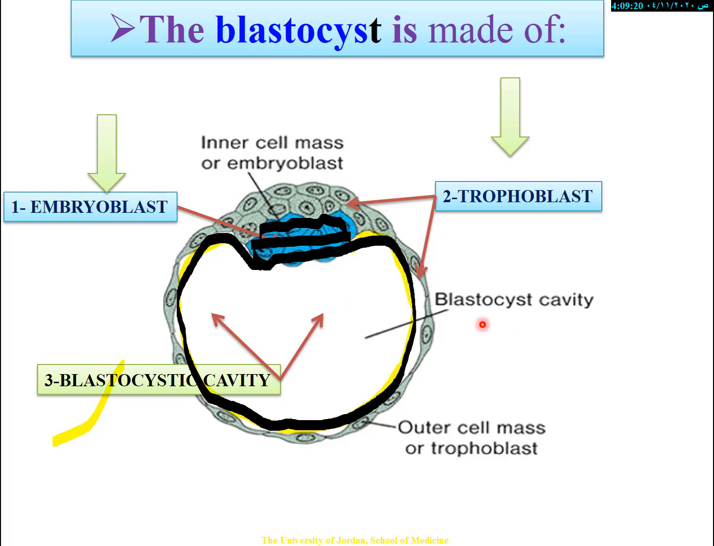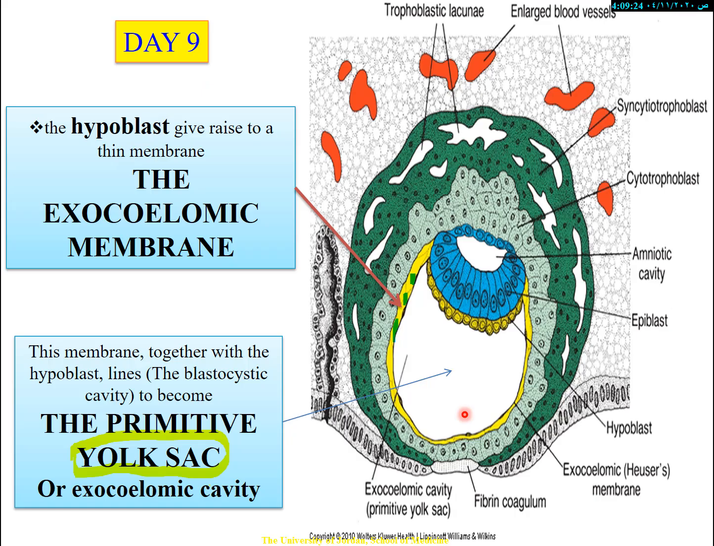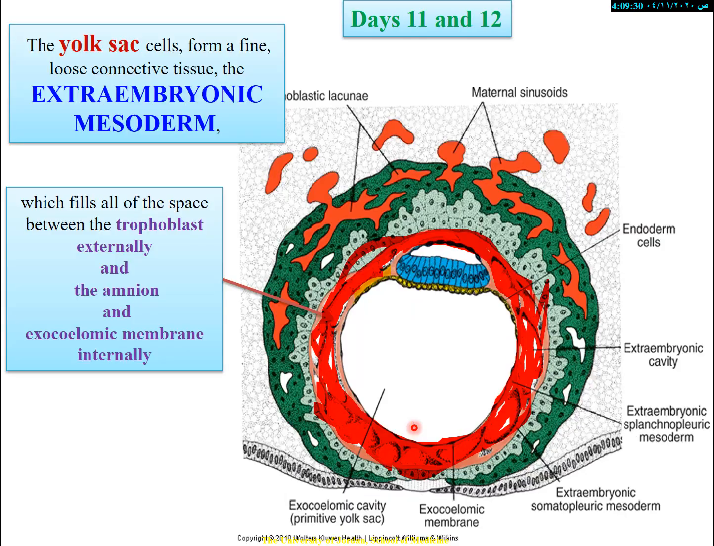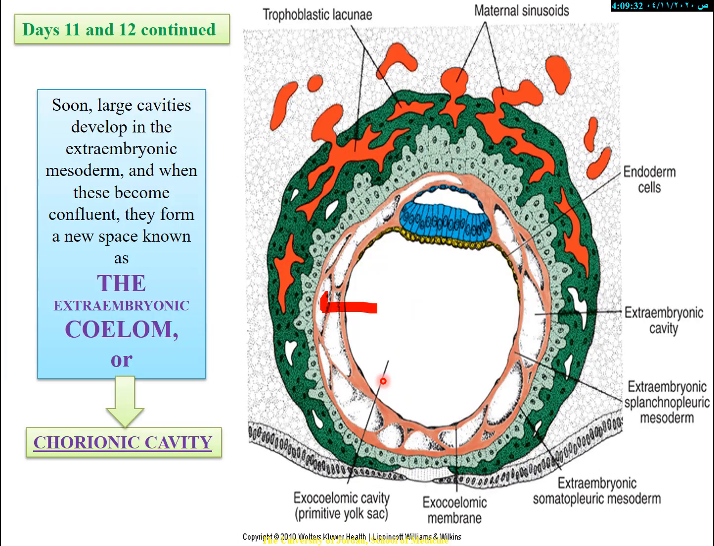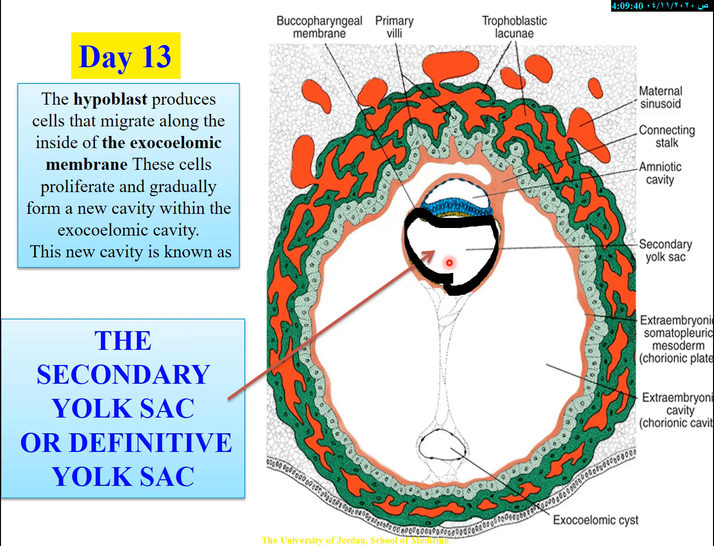blastocystic cavity. Then, with the migration of these cells, it became the primitive yolk sac, and with the migration of the extraembryonic mesoderm, as you can see here, it becomes the secondary or definitive yolk sac, and this is what is written here.